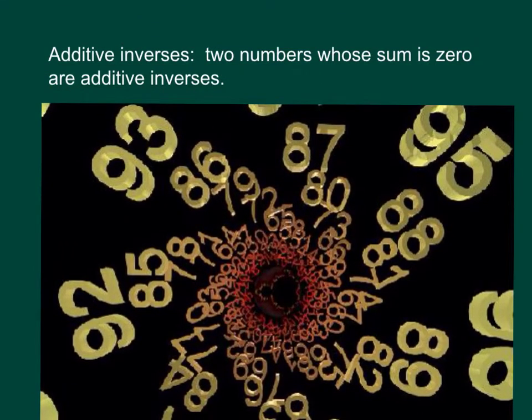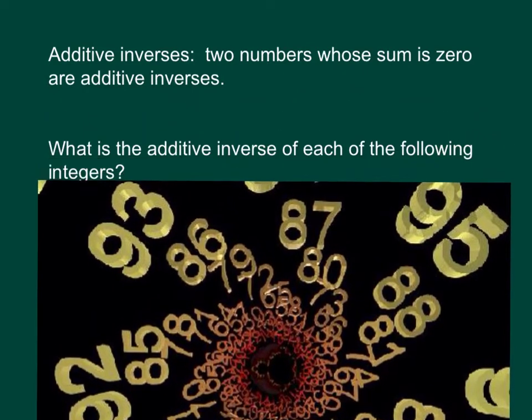Before we talk about subtracting integers, I'd like to talk about the definition of additive inverses. Additive inverses are 2 numbers whose sum is 0. Please take a moment to pause the video and write down the definition of additive inverses in your notes. Now I'd like to take a moment to try to find a few additive inverses.